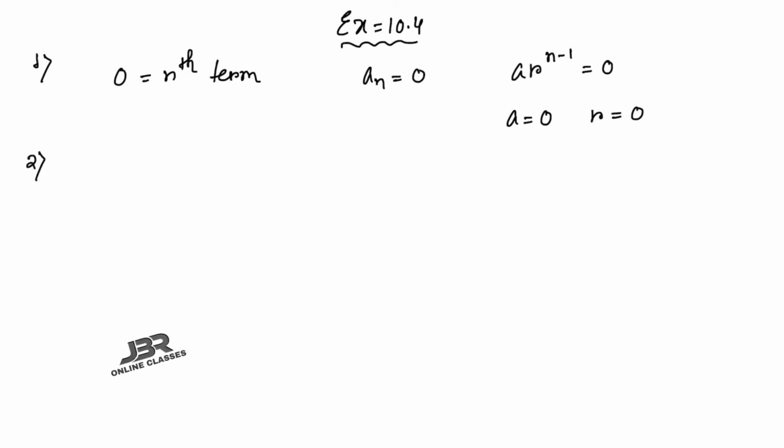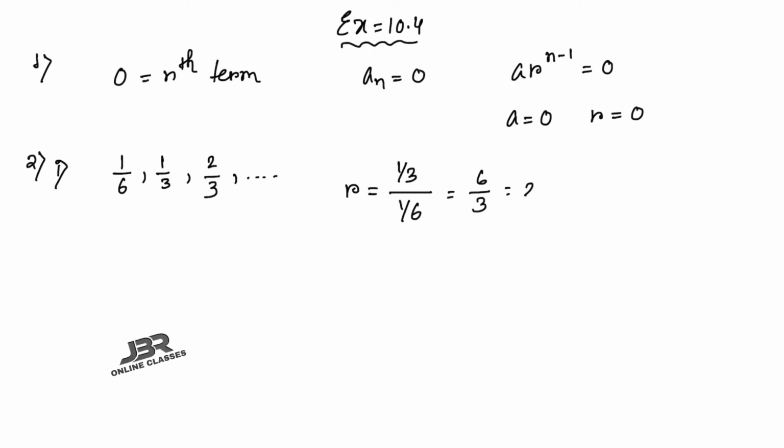Now next, number 2, part 1. Find the next term of the sequence 1 by 6, 1 by 3, 2 by 3, and so on. First you have to find the common ratio. So r equals second one by first one, so 1 by 3 by 1 by 6, that means 6 by 3, which equals 2. So r equal to 2 and a equal to 1 by 6, the first term.